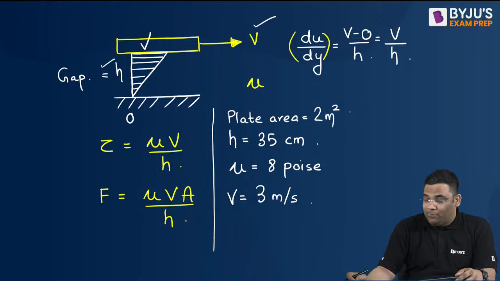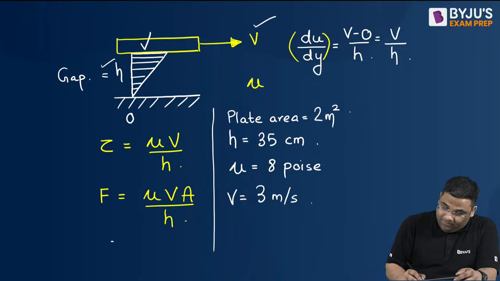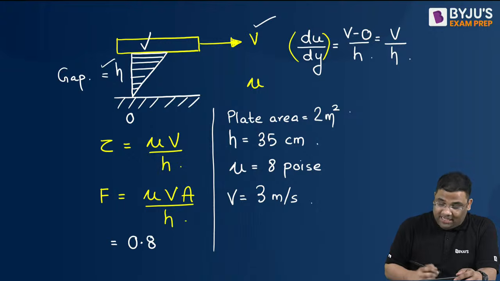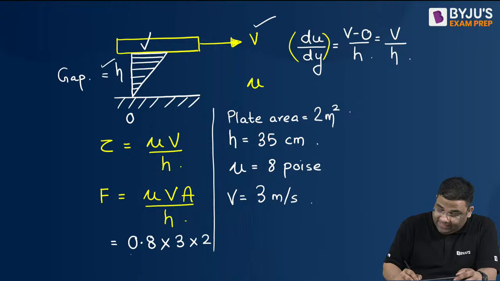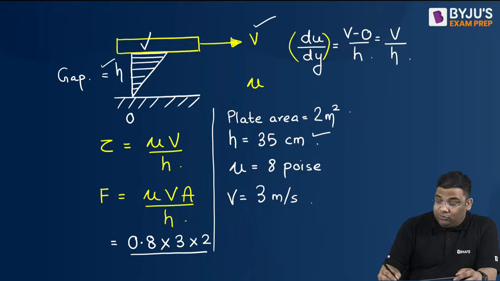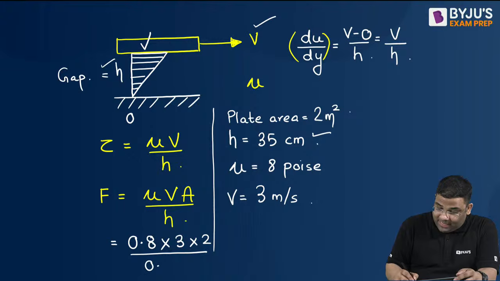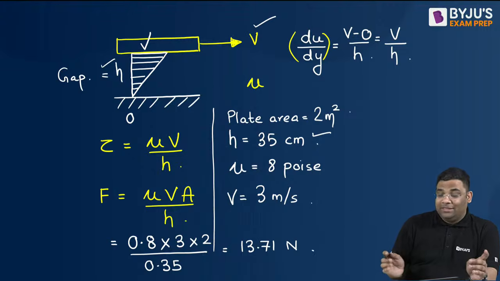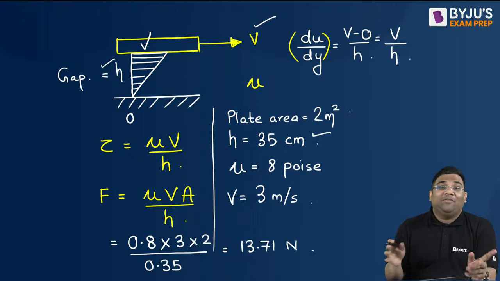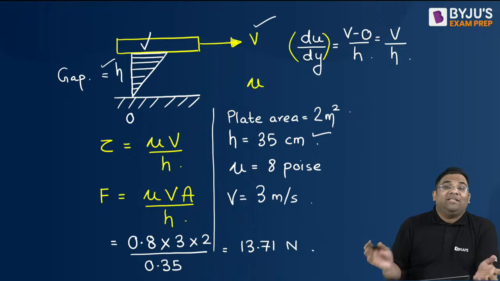Okay, so getting 13.71. Very simple. 8 poise means in standard units 0.8 Newton second per meter square. Velocity is 3, area is 2, and this h you should put in meter. Try to understand, everything you have to put in standard units. So getting 13.71 Newton. So this is a very standard question.